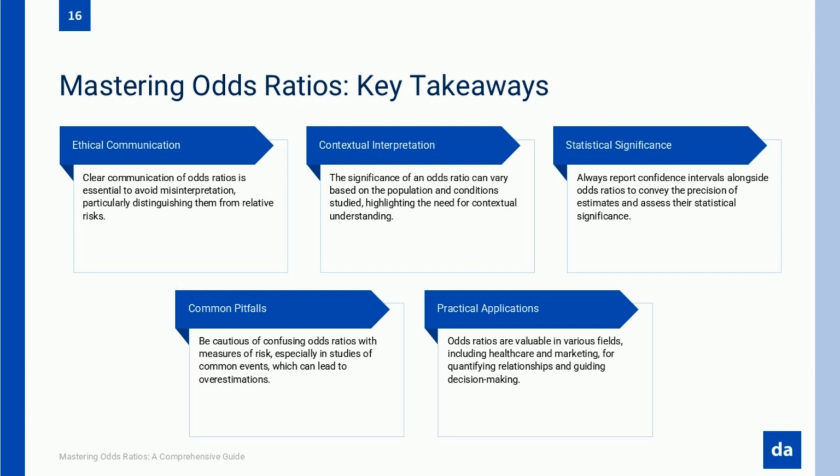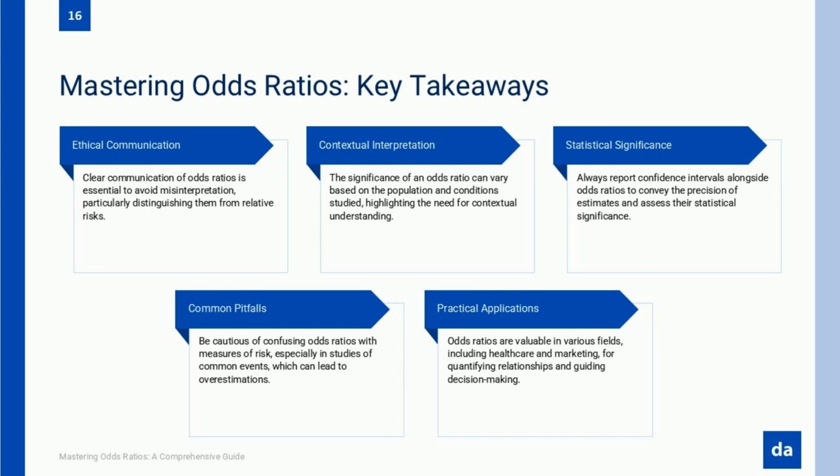However, with great power comes great responsibility. Ethical considerations are paramount when working with odds ratios, particularly in sensitive areas such as public health and criminal justice. Misinterpretation or misuse of odds ratios can lead to harmful consequences affecting individuals and communities. Data scientists must be acutely aware of the potential impact of their analyses and strive for transparency in their methods and interpretations.